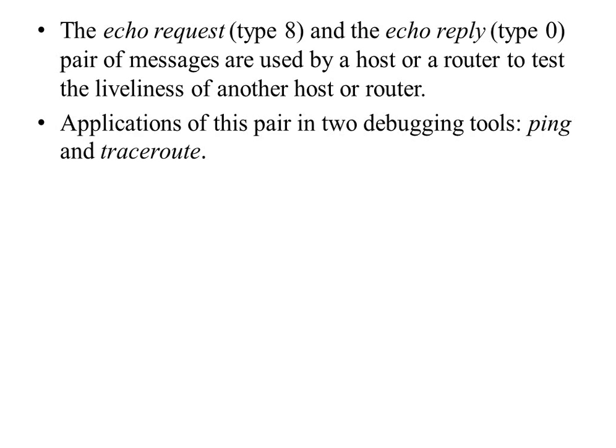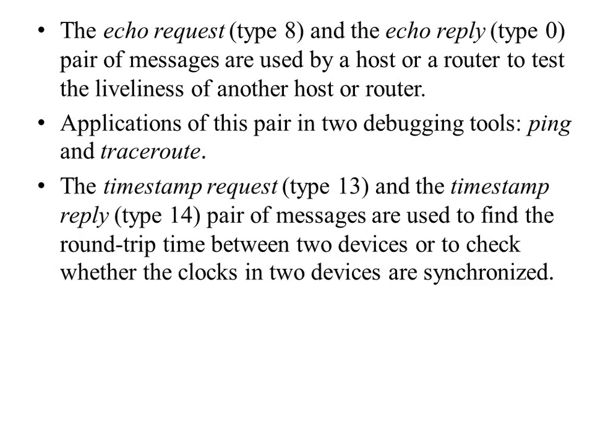So the first tool is ping, and the second one is traceroute. These are the two debugging tools that are widely used. The second message in query is timestamp request and timestamp reply. The type is 13 for the request and 14 for the reply. It finds the round-trip time. If I send the request, how much time it takes, and how much time the reply takes.